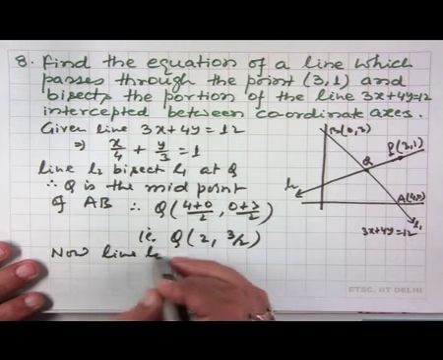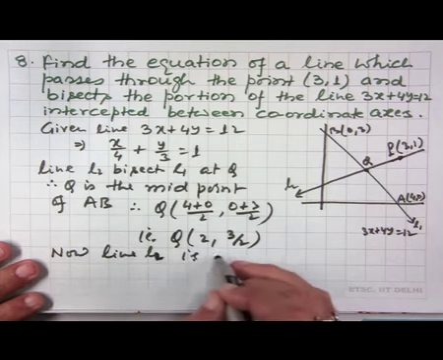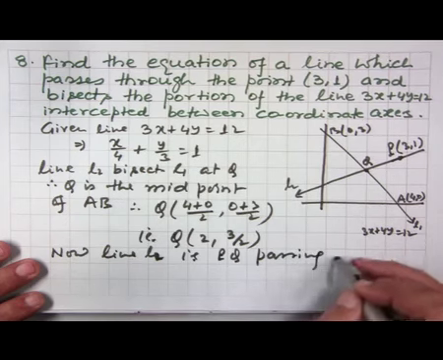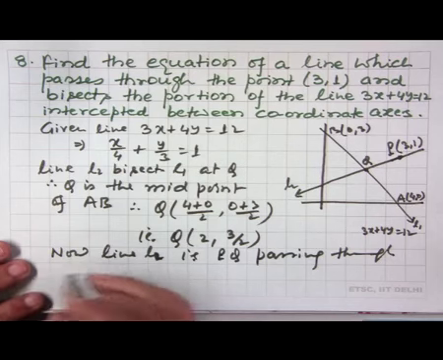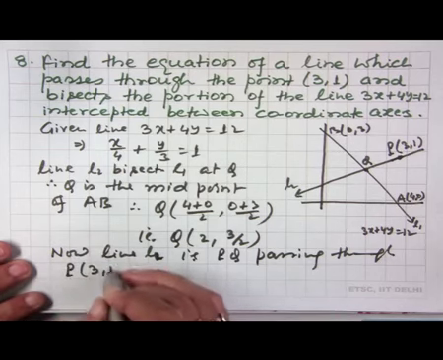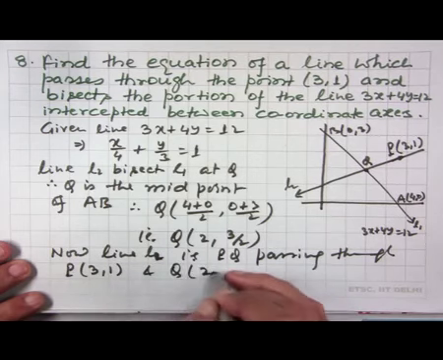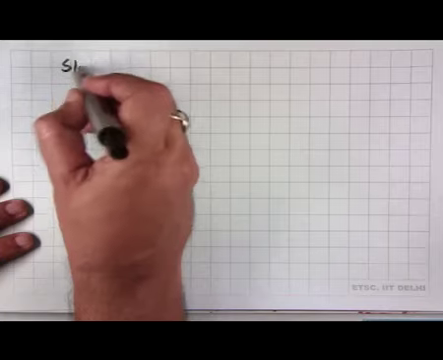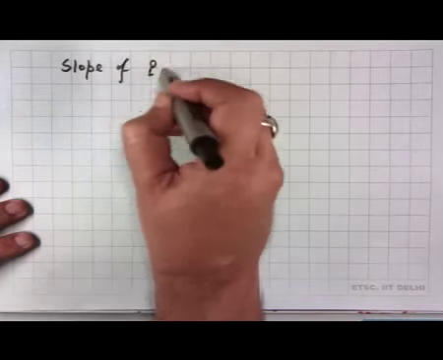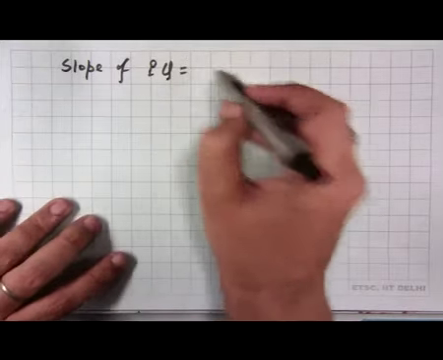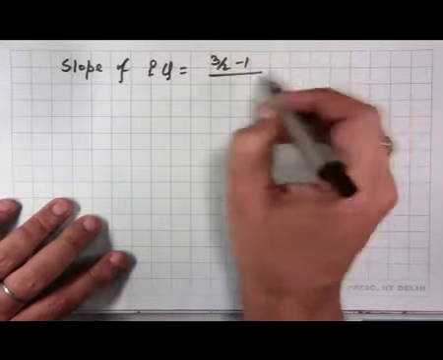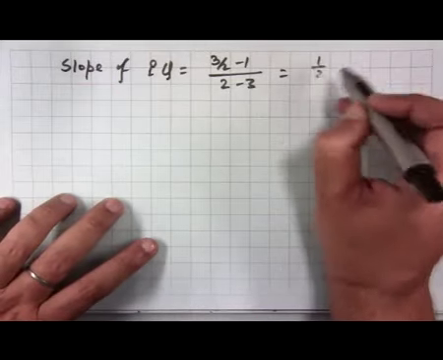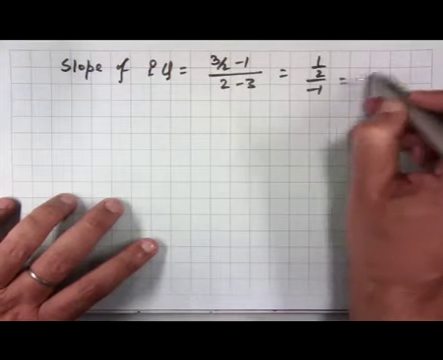Now line L2, that is PQ, is passing through P (3, 1) and Q (2, 3/2). Slope of PQ is (y2 minus y1)/(x2 minus x1), that is (3/2 minus 1)/(2 minus 3). So this is (1/2)/(minus 1), which means minus 1/2.